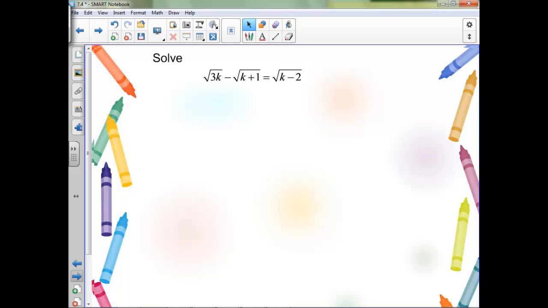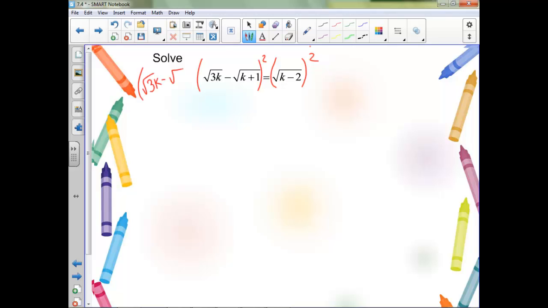Last one. We've got 3 roots. It's the same process. Get a root by itself, square it, get a root by itself, square it, get a root by itself, square it. Alright, so let's go ahead and square both sides. Notice on this left side, we're going to be distributing.